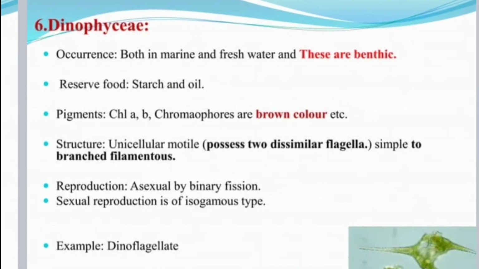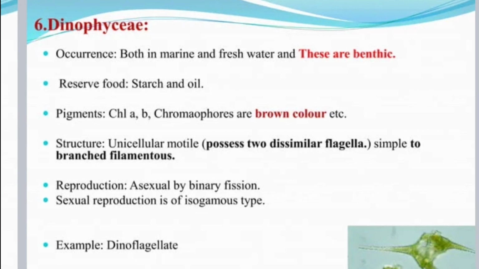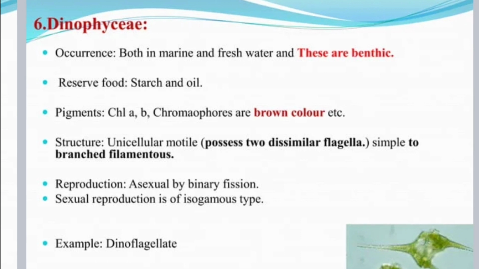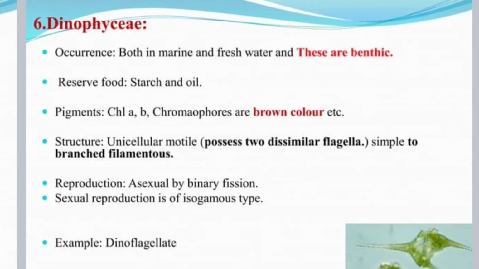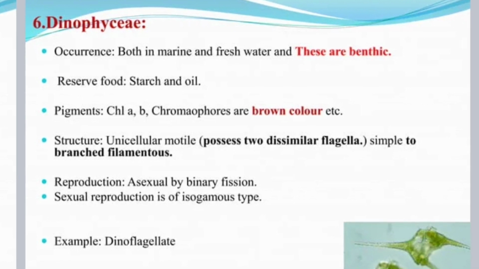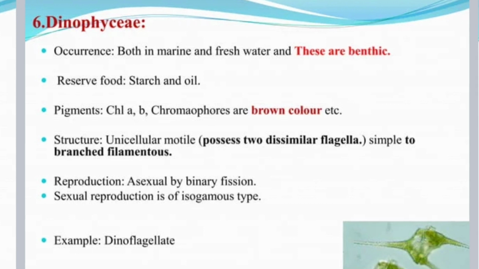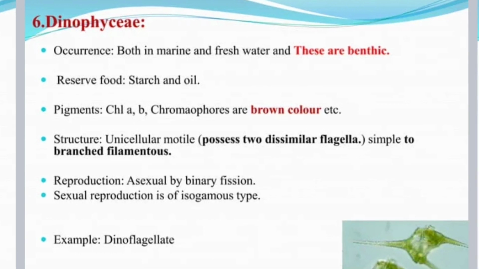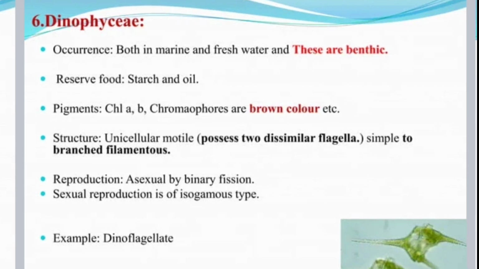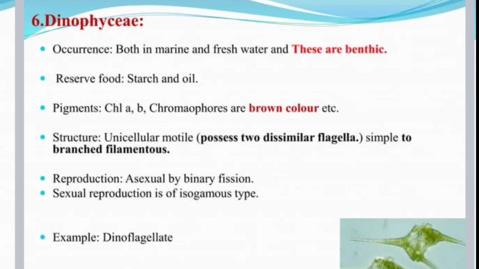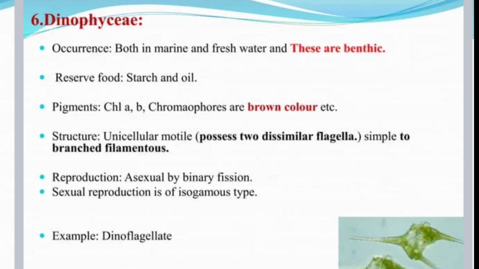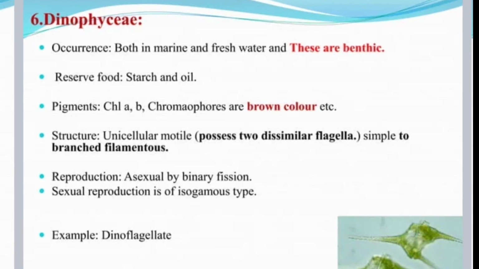Dinophyceae includes dinoflagellates. They are mostly marine, some freshwater, and they are benthic forms. Unicellular or branched filamentous forms. Pigments: chlorophyll A and B, beta carotenes, xanthophyll, peridinin, and neoperidinin. These are the particular pigments. Reserve food: starch and oil. Reproduction: asexual by binary fission, sexual by isogamous. Examples: Ceratium, Noctiluca, Peridinium, and Dinoflagellate.